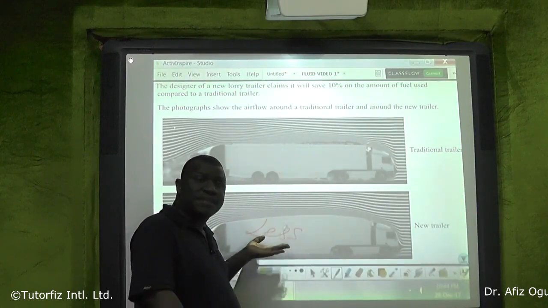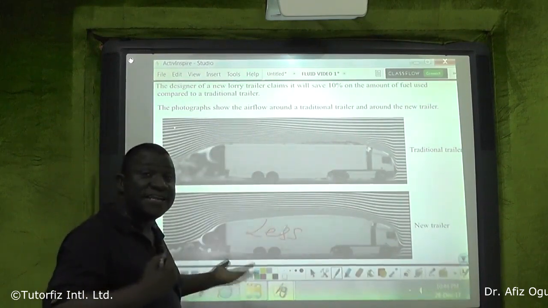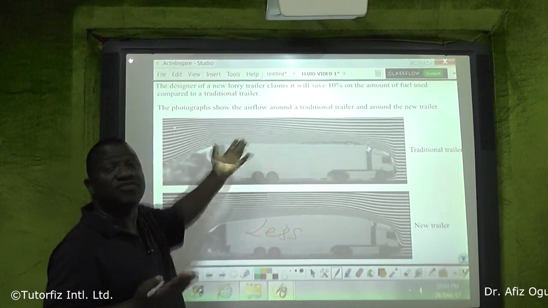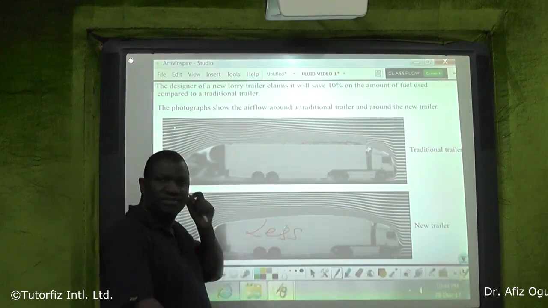Why will the work done here be less? Something will come to your head. What is different in the diagram? There is turbulence here because it is less streamlined. Walk along that line. How many marks? 4 marks.